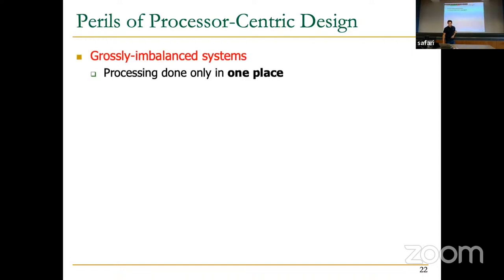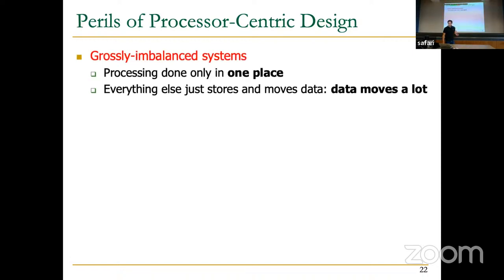So the perils of processor-centric design of these kind of conventional processor-centric systems: they are grossly imbalanced systems because all processing is done in one place. Everything else just stores and moves data. Data moves a lot.